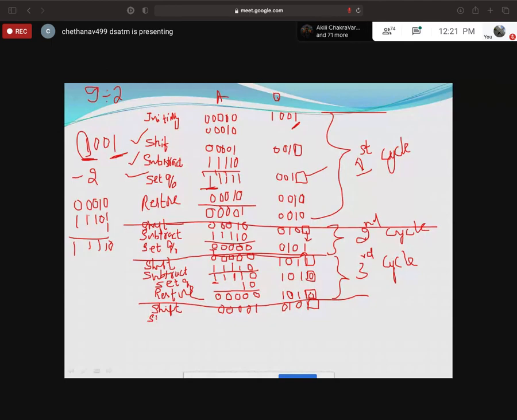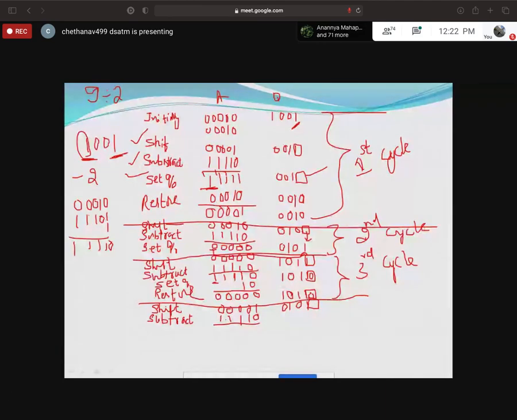Subtract means again make 2 as minus 2. Anyway, it's already there. 1, 1, 1, 1, 0. Okay. If you want to write it one more time, this Q also you can write it one more time, but it's not necessary. That's why I have not written one more time.